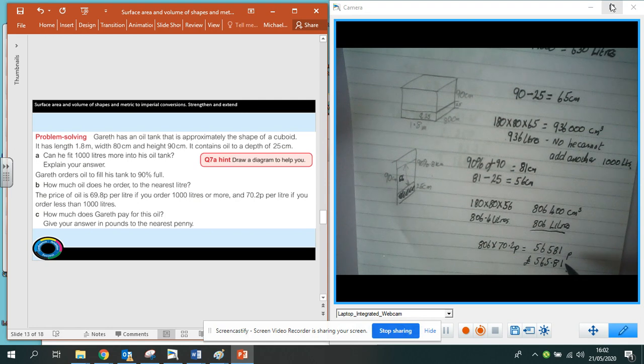56,851 pence. That's pennies. Now, we don't often spend amounts of money like this in pennies. So at this point, you convert that into pounds by dividing by 100. If you do that, you get £565.81. And that's my answer.